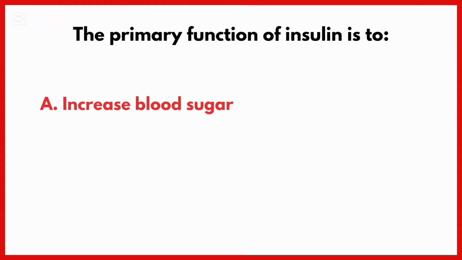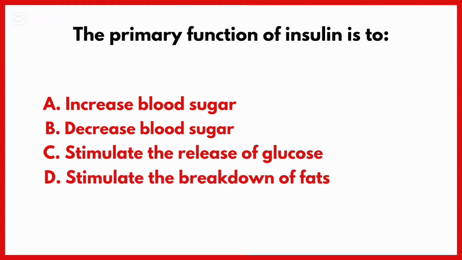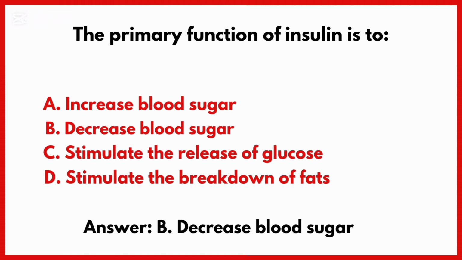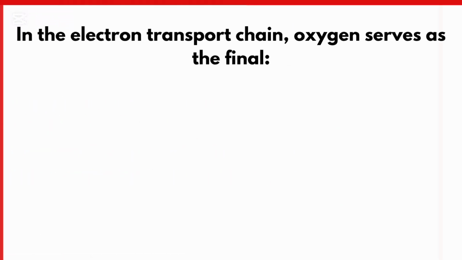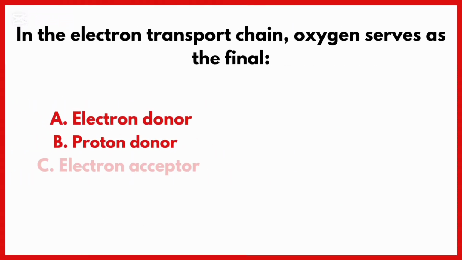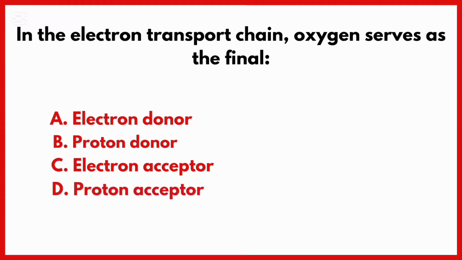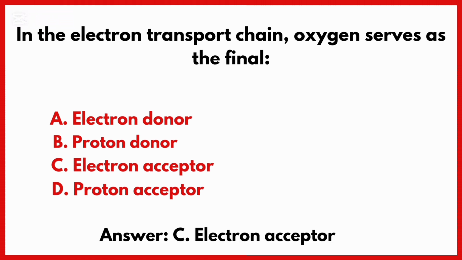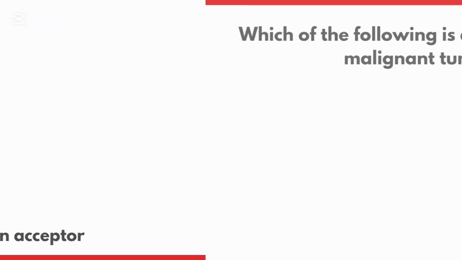The primary function of insulin is to. Correct answer is option B, decreased blood sugar. In the electron transport chain, oxygen serves as the final. Correct answer is option C, electron acceptor.